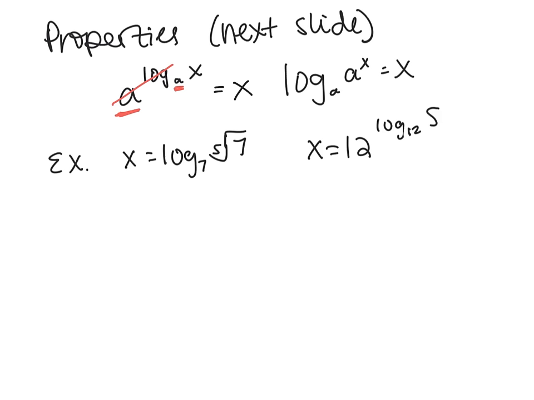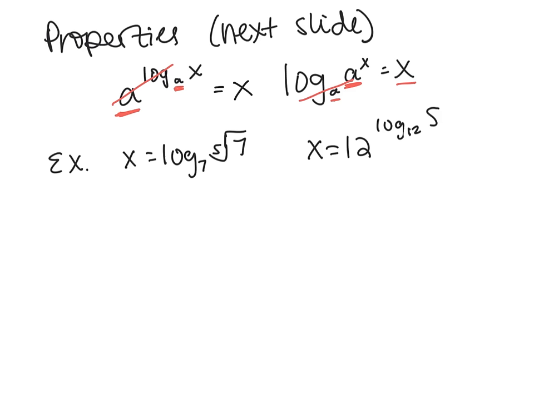Vice versa, if we take a log of an exponent and the base of the log is the same as the base of the exponent, all of that cancels out and you're just left with x. So that's what those two properties say, essentially. Base of the log, base of the exponent cancel each other out.